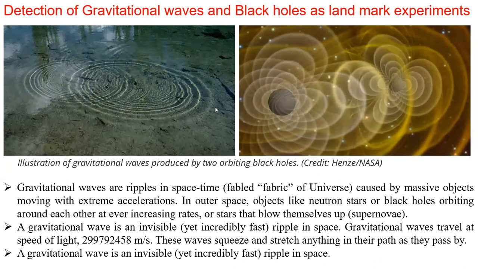This is an illustration given by NASA, particularly from the Hendrix lab, of gravitational waves produced by two orbiting black holes. You are well acquainted with different kinds of waves: sound waves, mechanical waves, light waves, even waves in a pond or a water body. If you drop any kind of obstacle, you will see waves formed due to the disturbance caused.